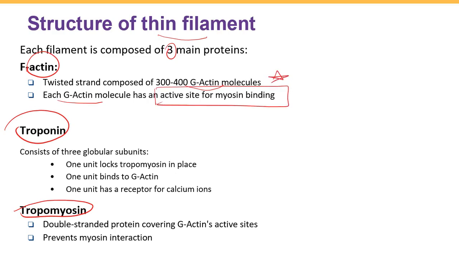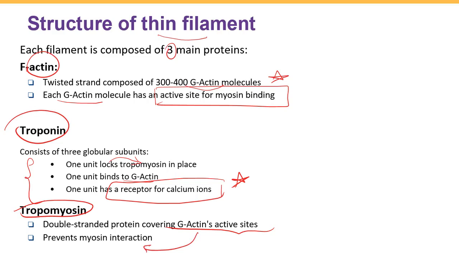And then we talked about troponin, which has three parts. Each part binds to a different structure. One binds to the tropomyosin, and its job is to lock tropomyosin in place, another segment binds to the G-actin, and another part has a receptor for calcium ion. Then tropomyosin, which is a double-stranded protein, covers the G-actin's active site during the relaxed state of the muscle. So this prevents the myosin from binding to the actin, the myosin-actin interaction.